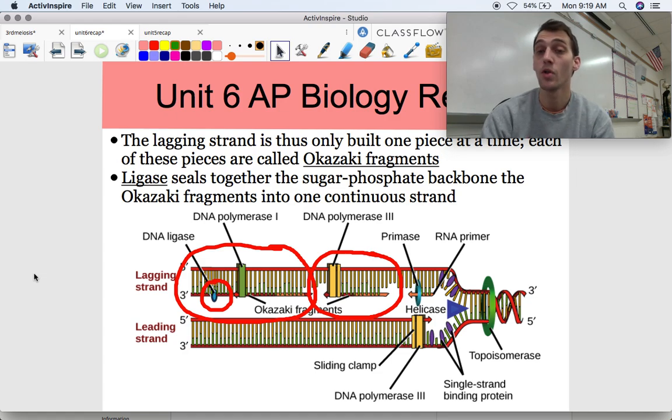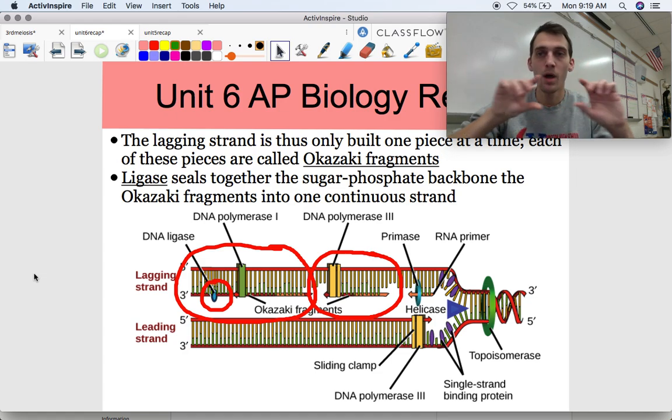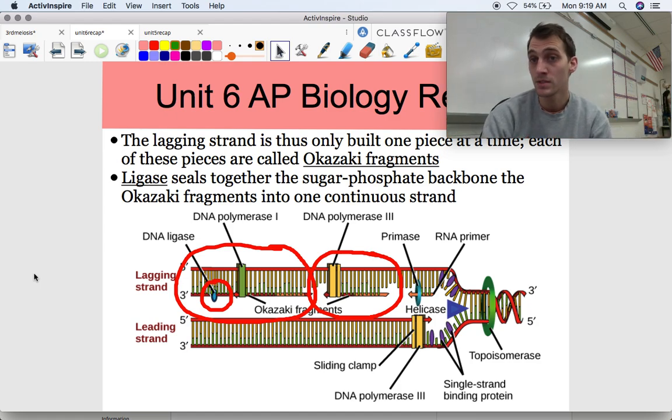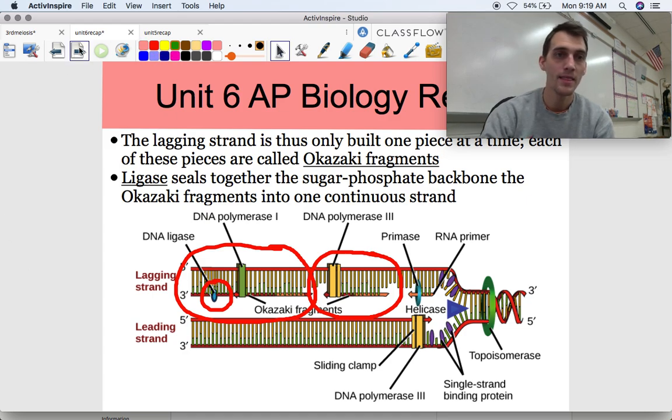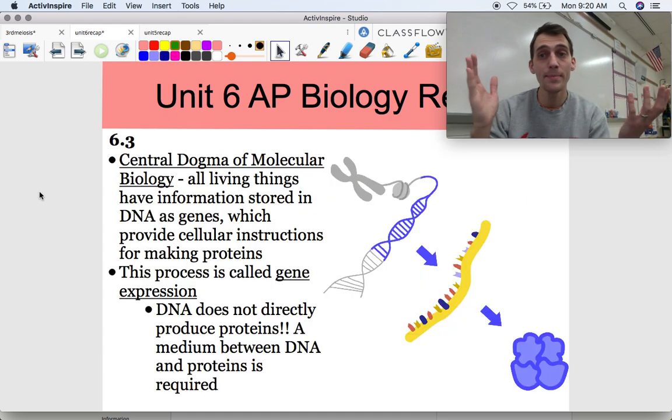And a special enzyme called ligase is going to seal those Okazaki fragments together to form one continuous piece of DNA, one continuous polynucleotide strand. And there you have it. And then once that's done, you've got 2 copies of the DNA, and you can pass down your genetic information and continue life on Earth.